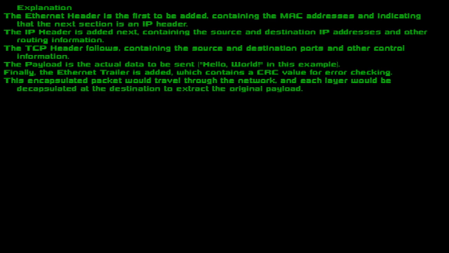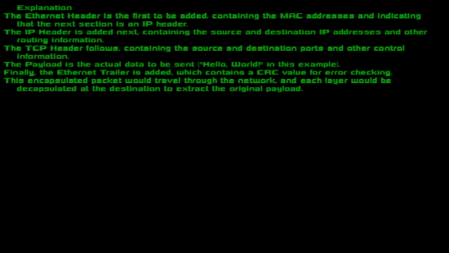Explanation. The Ethernet header is the first to be added, containing the MAC addresses and indicating that the next section is an IP header. The IP header is added next, containing the source and destination IP addresses and other routing information. The TCP header follows, containing the source and destination ports and other control information. The payload is the actual data to be sent, "Hello, world" in this example.